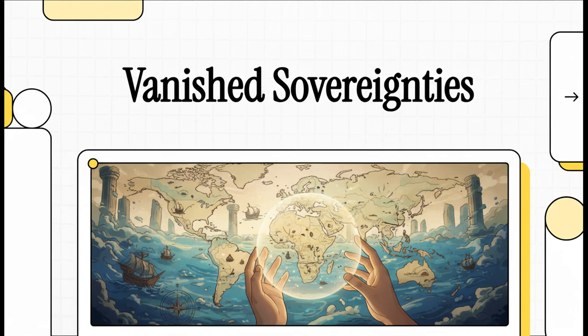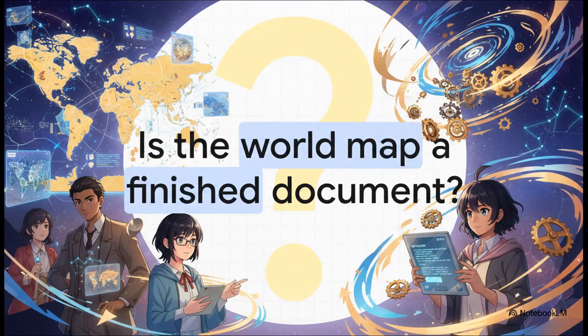All right, let's dive into something really fascinating today: the cartography of vanished sovereignties. We're basically going to uncover the ghosts that are hiding all over our world maps. When you look at a world map, it feels pretty permanent, doesn't it? I mean, the lines are all drawn, the countries have their names, but I want you to think about this for a second. Is that map really a finished document?